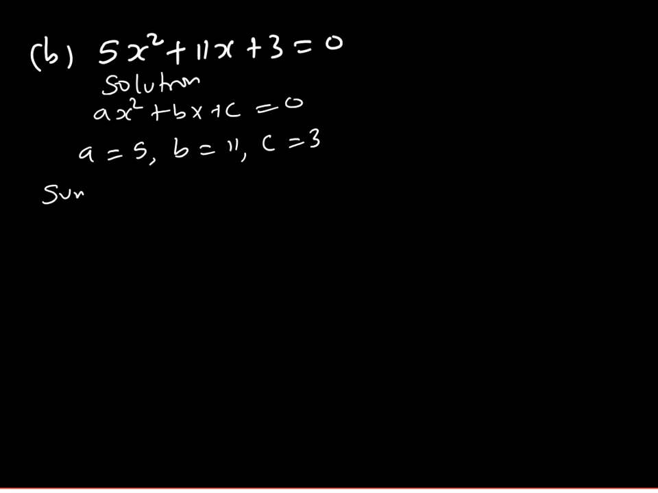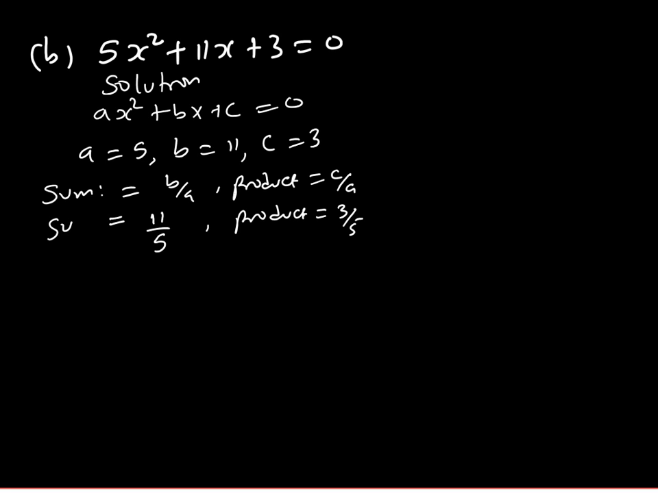And note the sum of roots will always be minus b over a. Then the product will be c over a. So what is our sum? It is minus 11 over 5. And what's the product? Equals 3 over 5. So you have the sum is minus 11 over 5, and the product is 3 over 5. Remember, the instruction is simply write down the sums and the products of the roots of the following equations.